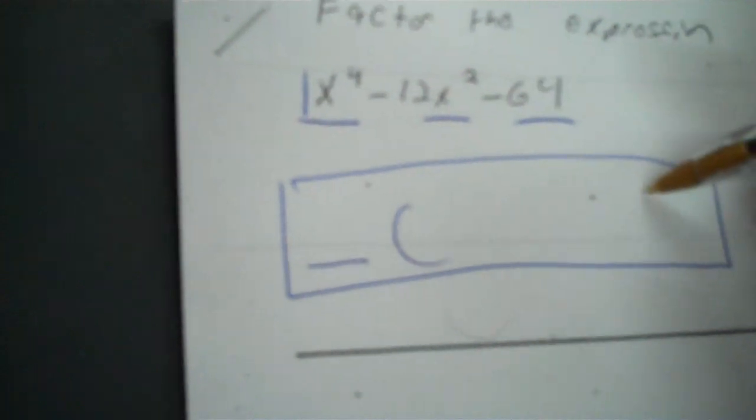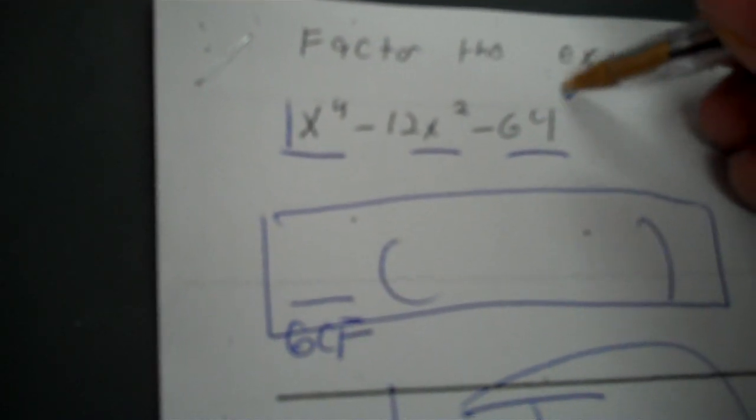Okay, factor the expression. So, how many terms we got here? We got 1, 2, 3. So 3 terms. I need to figure out what the GCF is. And then I need to make my t-table, 1x to the fourth minus 12x to the second minus 64. Okay, and then I look through this, the greatest common factor.